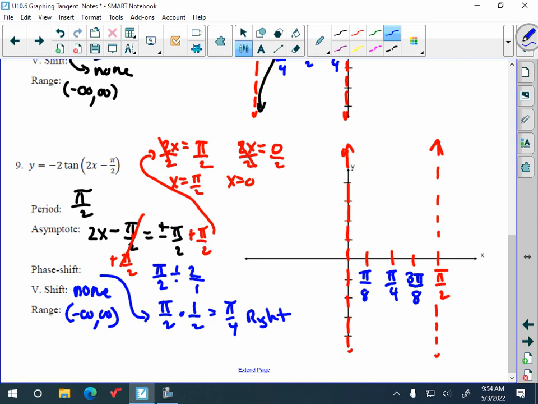Using our x-axis, the middle one is where it's going to cross. So it crosses right there at pi over 4. We have an a value of negative 2, right? So we know it's going to reflect over the x-axis. It's going to go up on the left, down on the right. And that means we have to go 2 units above the x-axis and 2 units below.